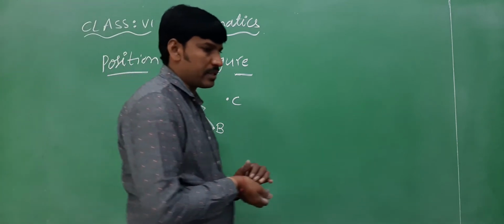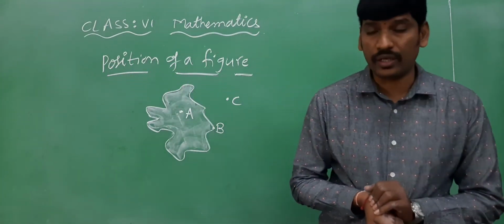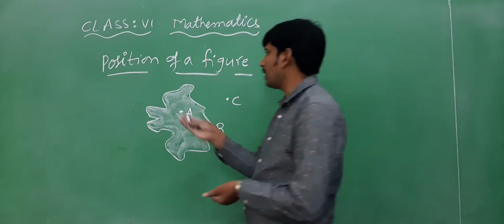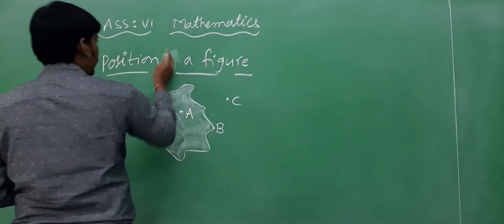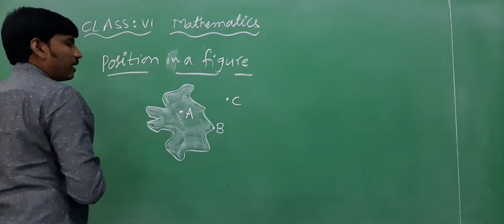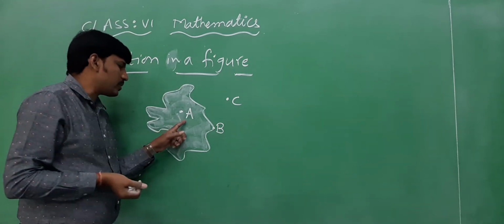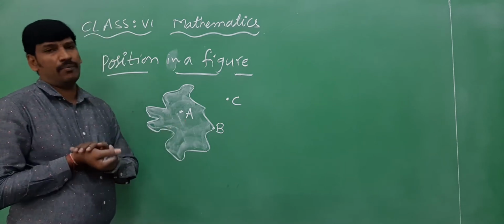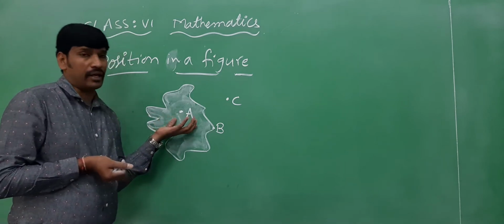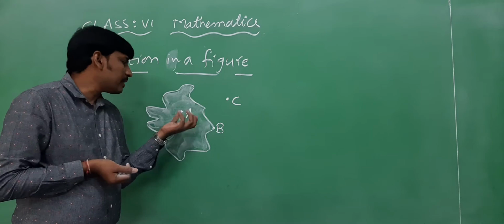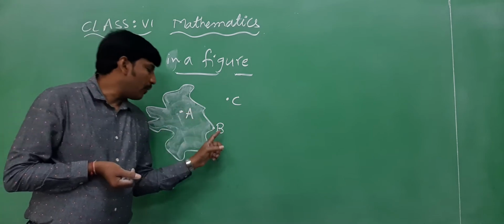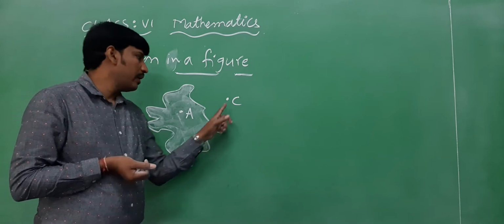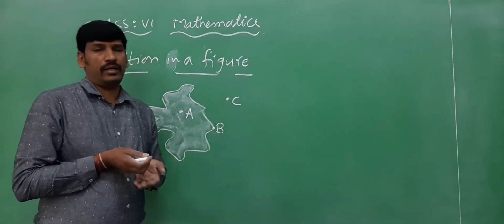There are 3 conditions when we are discussing the position of a point. Position in a figure, not of a figure, it is in a figure. Now, see this here, what is the position of point A? It is inside of the figure. Point A is inside of the figure, point B on the boundary, point C outside of the figure.